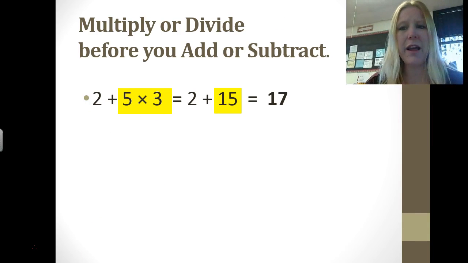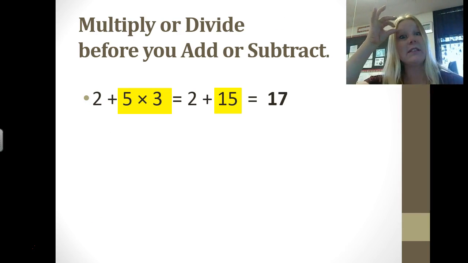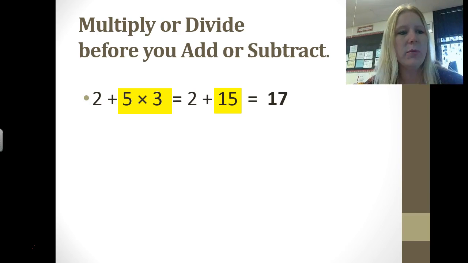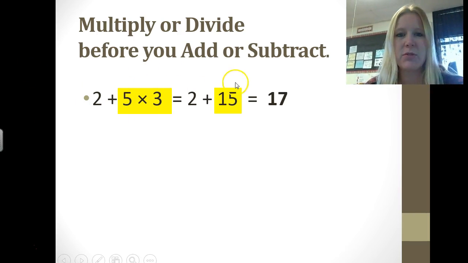Multiplying or dividing before adding or subtracting. You guys experienced some of this as you were doing page 144. You were like, hey, I didn't get the same answer you did. And it was because you had to make sure you multiply or divide before you add or subtract. Here's an example where 5 times 3 would give you 15. You go back and add and get 17.